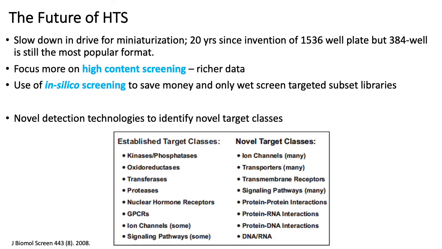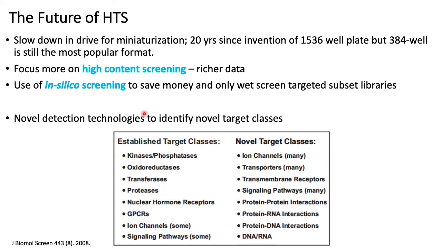So what's the future of high throughput screening? Well, there's been a slowdown now in the drive to miniaturize, you'd be glad to know. It's been 20 years since the invention of the 1536 well plate, and as we said, the 384 well plate is actually still the most popular format. I think that's because humans and robots can work with this size well format. There's been a focus now on high content screening, so getting richer data, and using in silico screening, which helps to save money, and then they only wet screen the targeted subset library. There's a big drive now to use in silico screening.